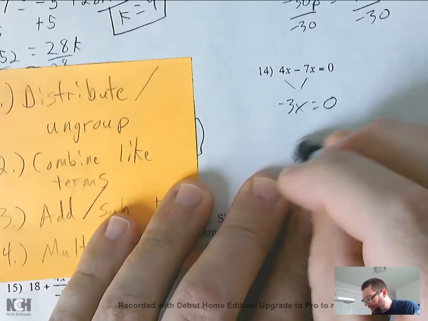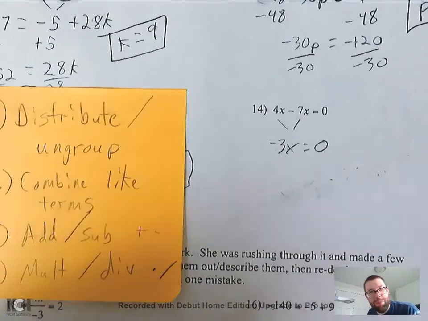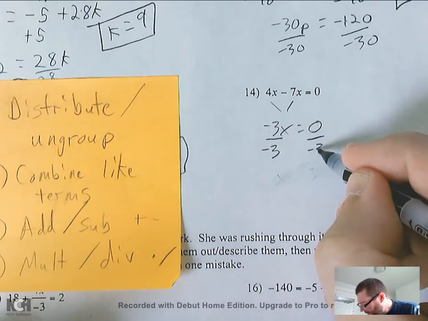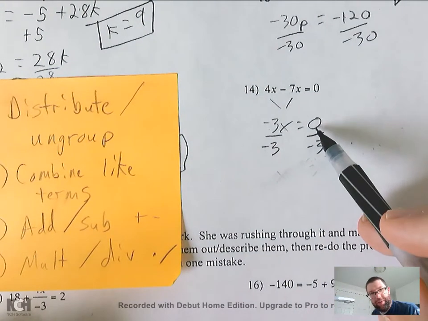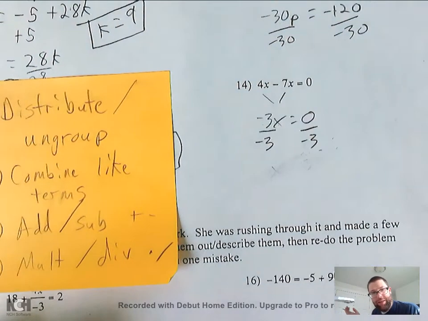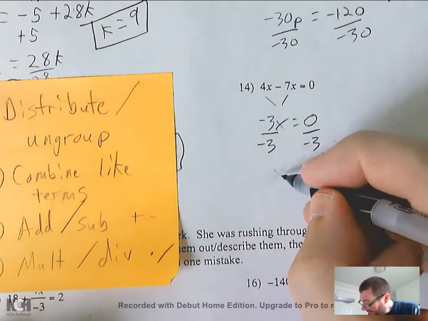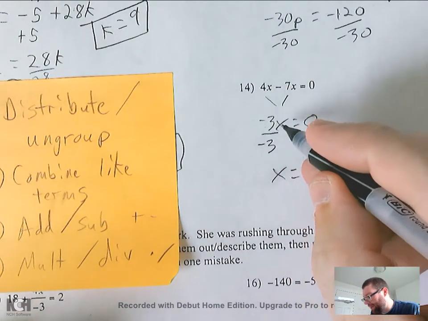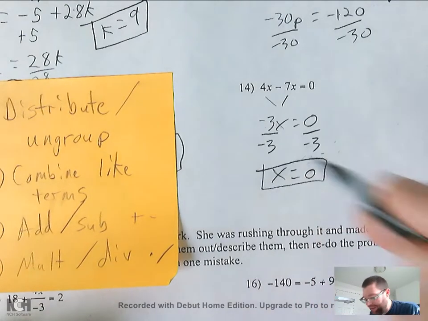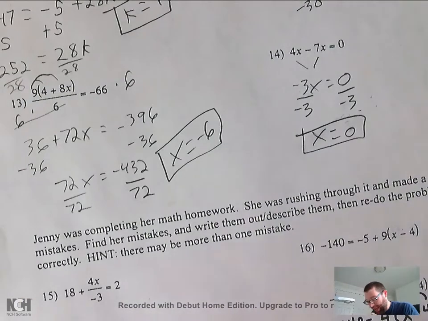Well, we still follow our steps. -3 is multiplying, right? So to undo it, I would divide by -3. Well, I have 0 here, right? What happens when I divide 0 by -3? If I have nothing, and I divide nothing -3 times, guess what? I'm still going to have nothing. X has to equal 0, right? For -3 times 0 is, in fact, 0. So 0 is our answer. Okay? Not too tough.